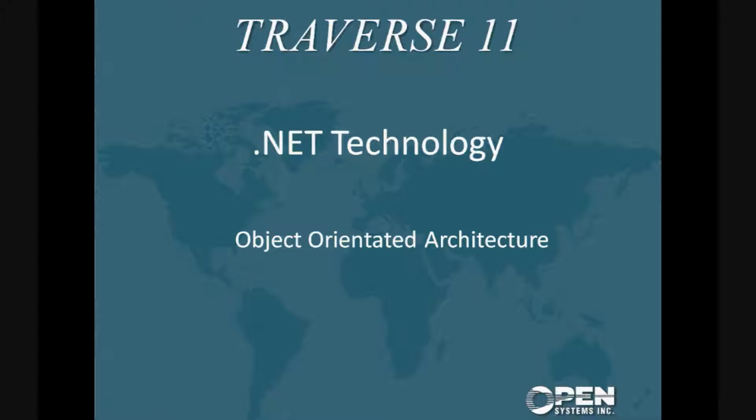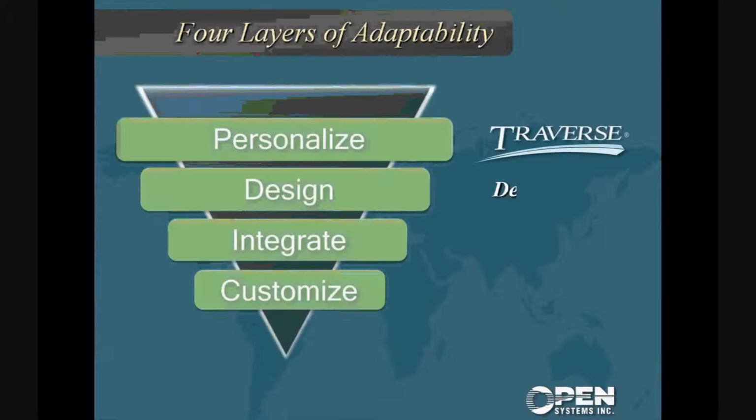This is a big change to traditional software methodology. In traditional software, customizations are done to the product source code, which means those changes had to be redone in subsequent versions. Not so with Traverse 11 and the .NET technology. Traverse 11 and its progressive technology make the software adaptable to your business environment.